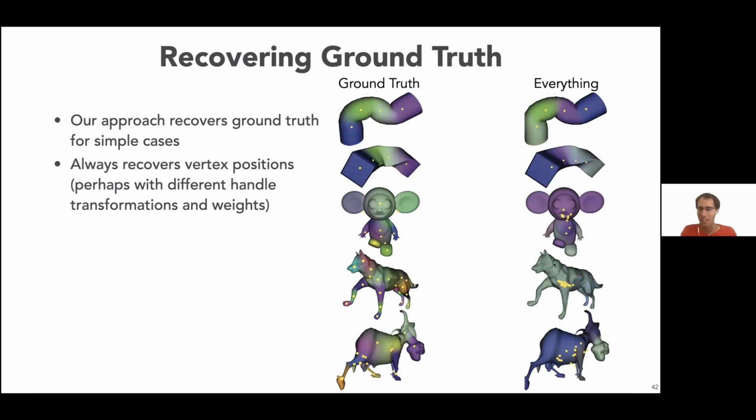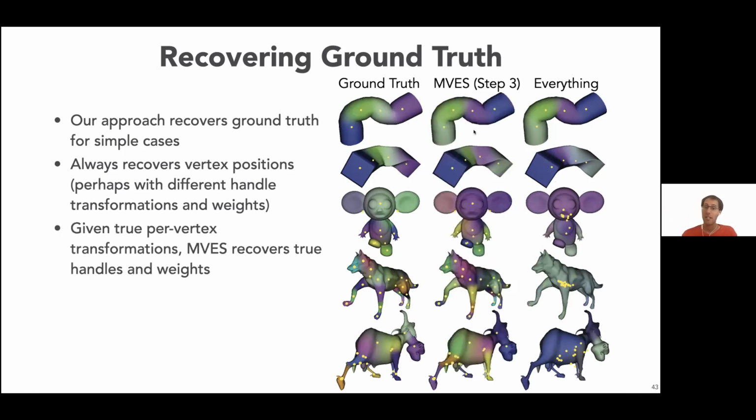But if we look at the location of these centers of mass of the weights, we see that those are not in the right place. They're not in the same place as ground truth. So we're recovering different handle transformations and weights. But if we just want to evaluate the third step, the minimum volume enclosing simplex, we actually see that if we give ourselves true per-vertex transformations, it recovers everything. The minimum volume enclosing simplex idea really does work to give you ground truth. It's just very sensitive to the quality of the transformations it's given.